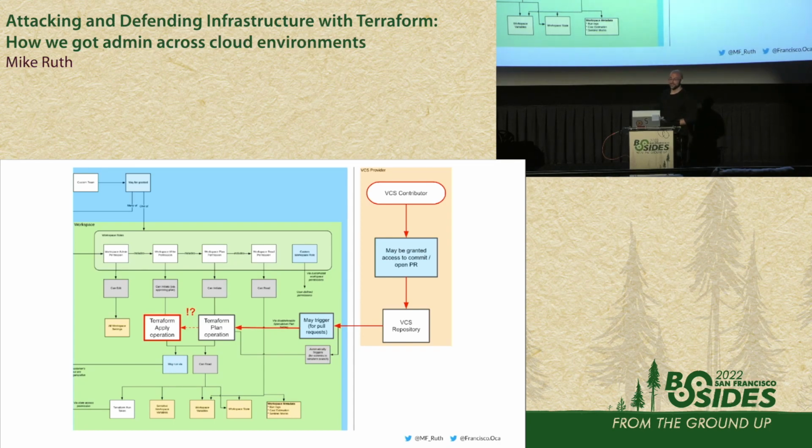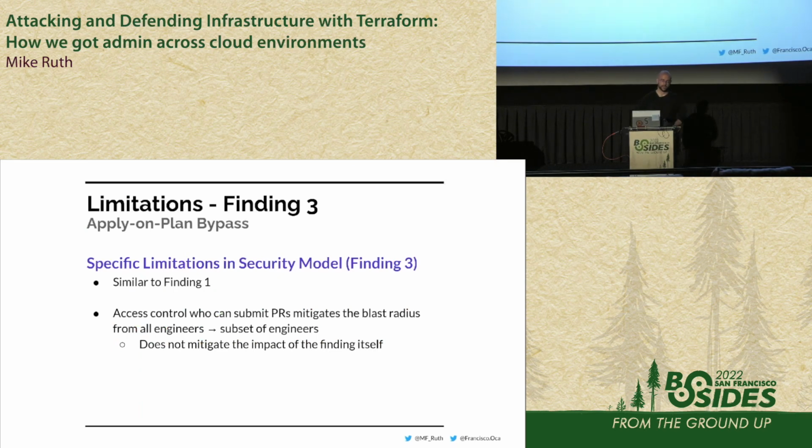Okay, so when we take a look at the security model and the pathway, there actually isn't an established route for this. When you take a look at the contribution and it goes and kicks off a Terraform plan, there is no line, if you will, to the Terraform apply operation. So it's not actually well established, which is probably why there aren't very good remediations that exist. So like we said, there are some limitations, and they apply mostly from finding one. And again, you're limiting the blast radius, which is great, by limiting access control and who can submit PRs, but it does not actually remove the finding itself.